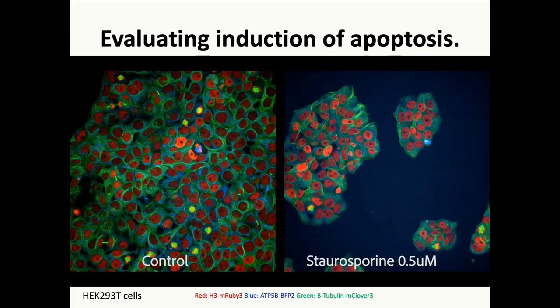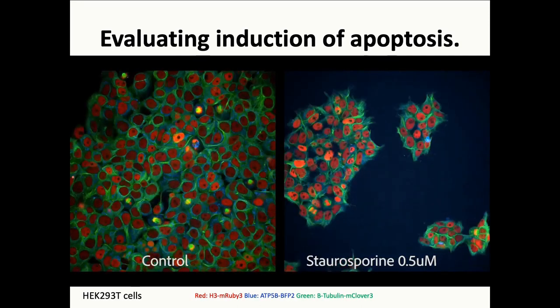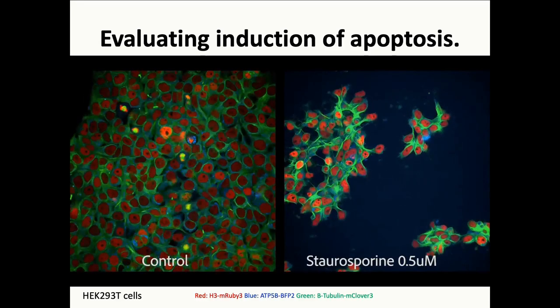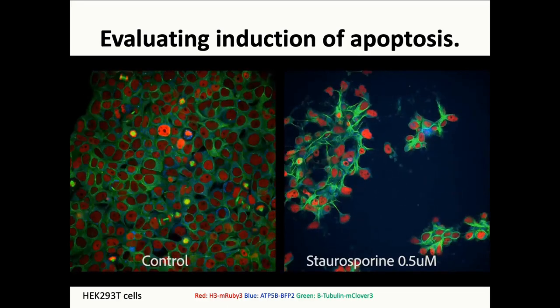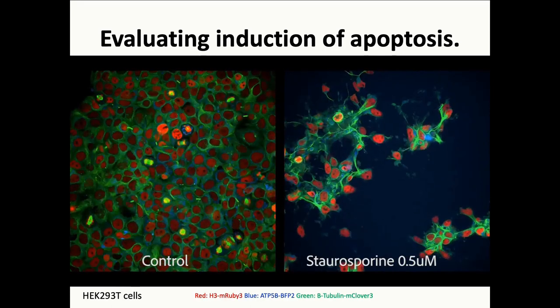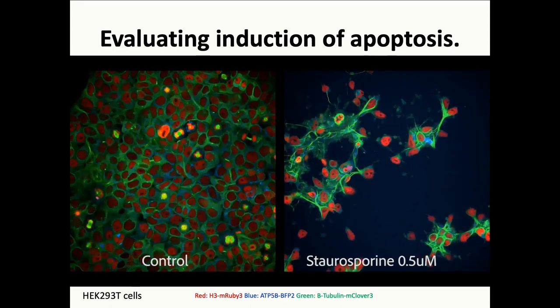Here's an example of a cell model that we use to explore what happens when you treat cells with a compound that induces apoptosis. You can see how the treated cells quickly stop dividing and they start losing body mass, while the untreated cells continue happily dividing.